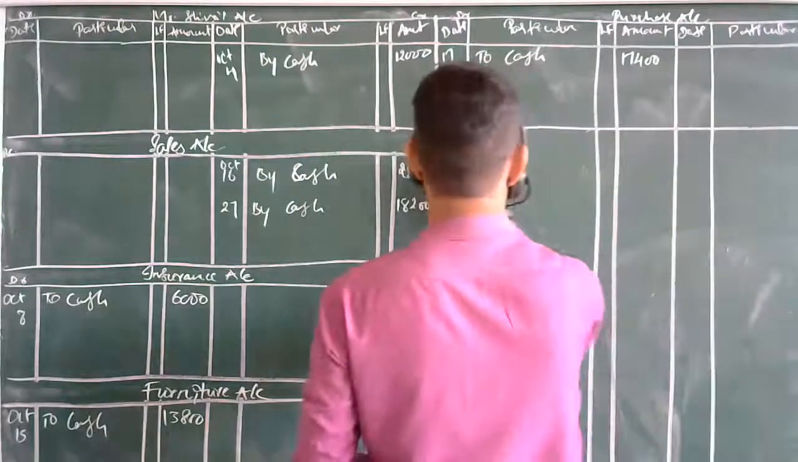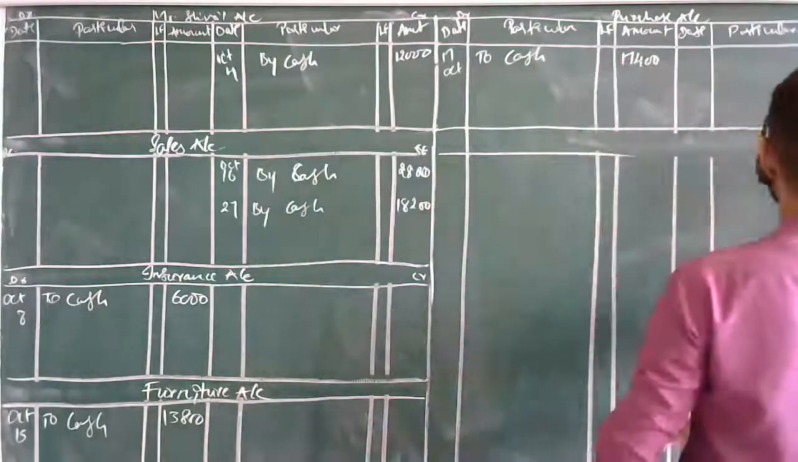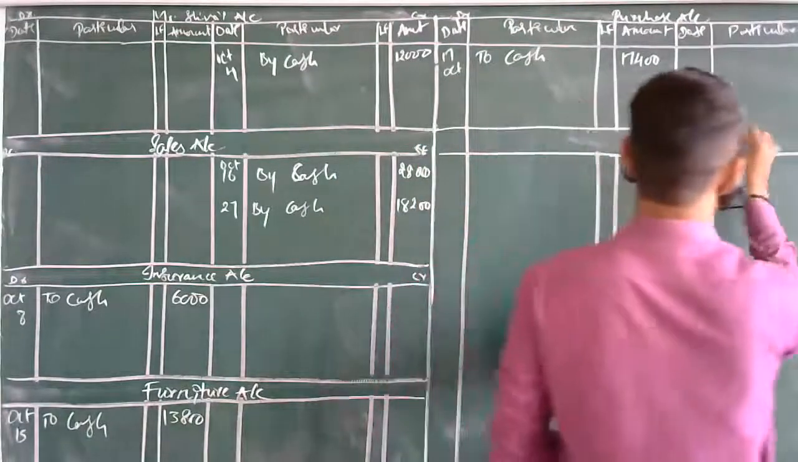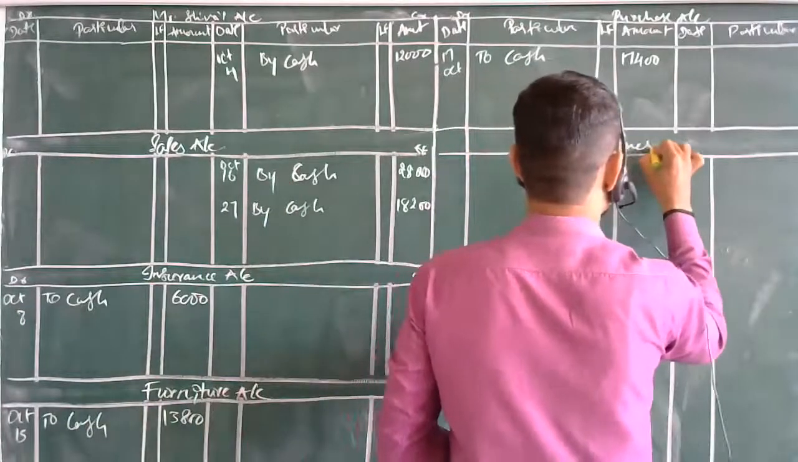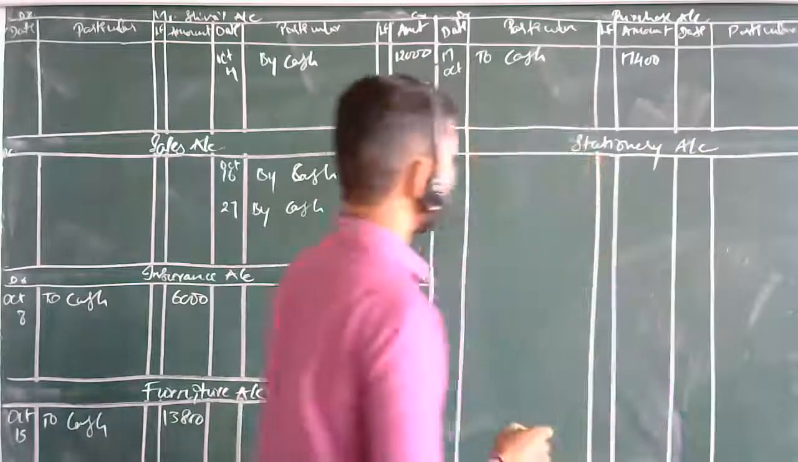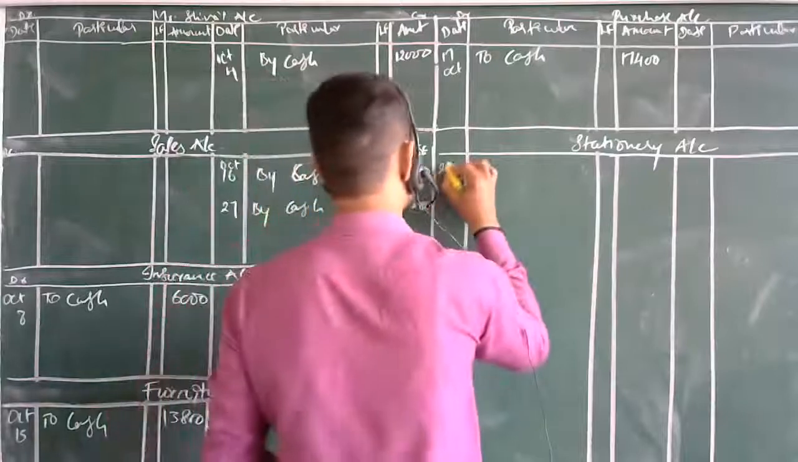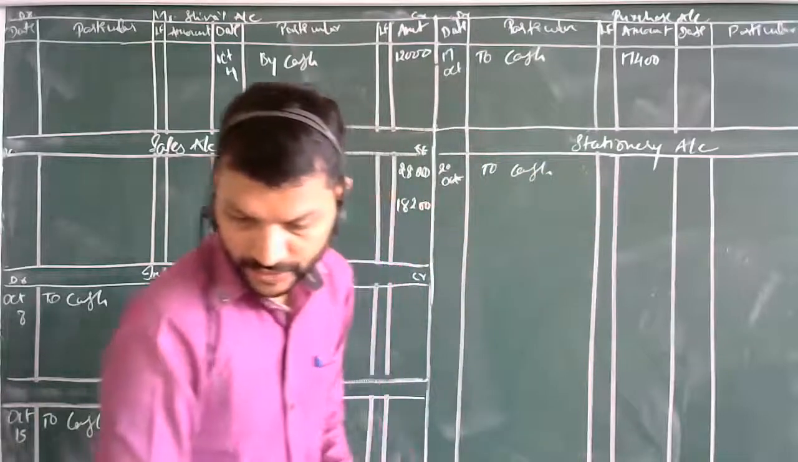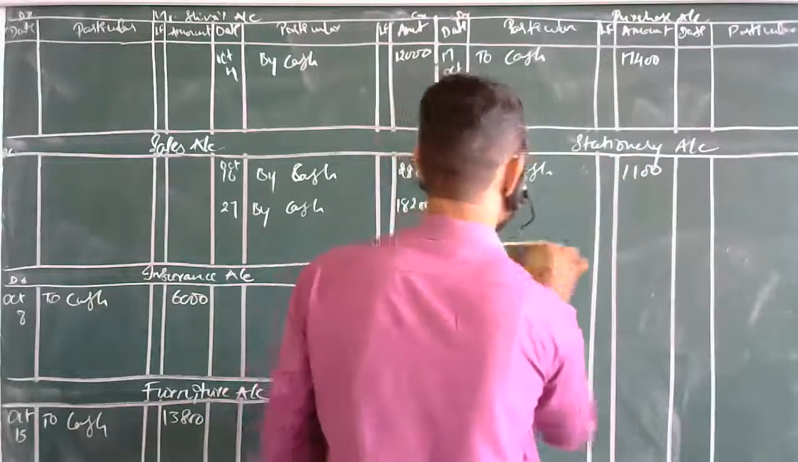Okay, next account. What is the next entry over here? Stationery account. Again, debtor side, credit side. Stationery account to cash only. 20th October to cash. What is the value over here for stationery? 1,100. That's it. Even this entry got over.